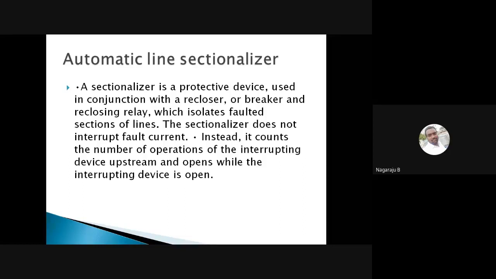So this is about when you will use the line sectionalizer. Whenever you are not having a recloser connection, the recloser is not working, and the breaker is there but not working, and more interruptions are there, more tripping and reclosing operations are there, you need to go for another device to protect your system. That device is nothing but an automatic line sectionalizer.